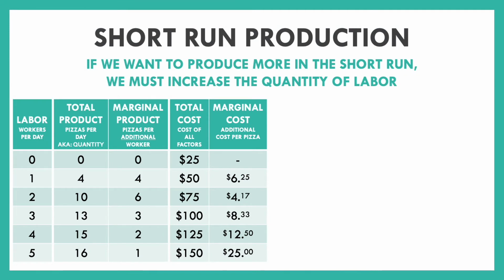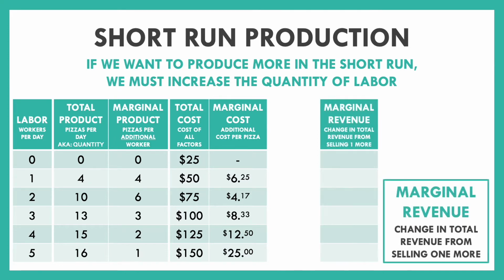All right, so we already got those first couple columns out of the way. Let's go on to our last three columns that we're going to be dealing with. The next one I want to show us is this one that's called marginal revenue. Just in the same way that marginal cost was the additional cost per pizza, marginal revenue is the additional revenue for each additional pizza. It's our change in our total revenue from selling one more.